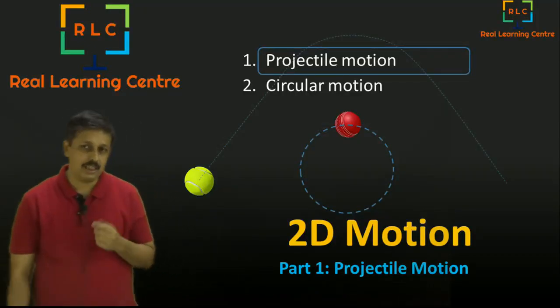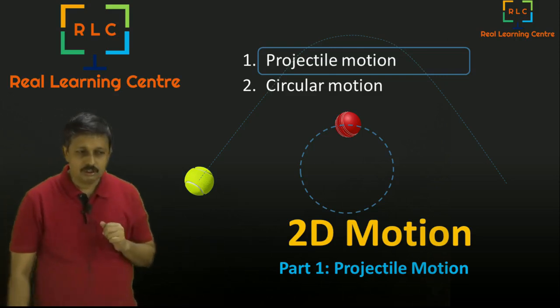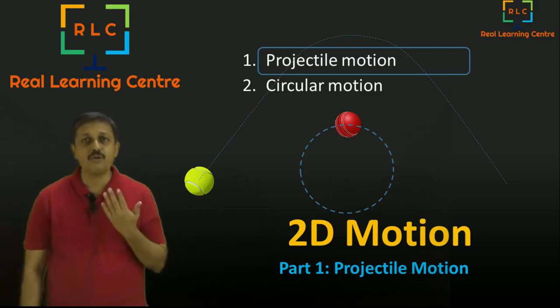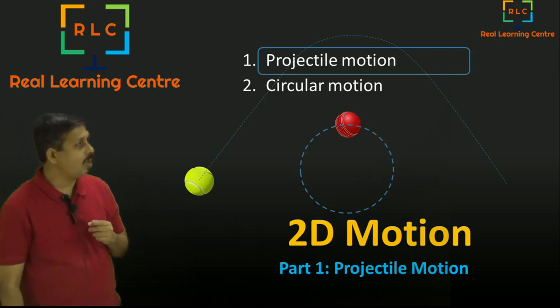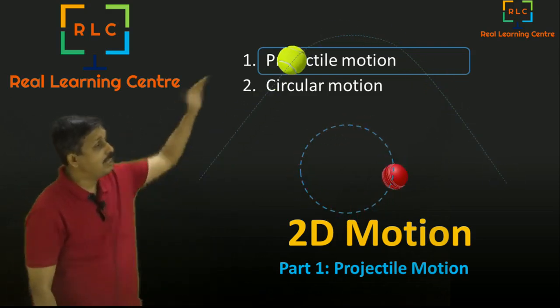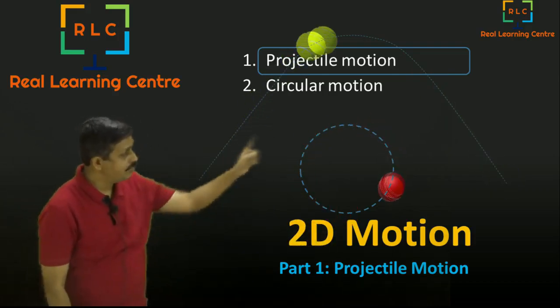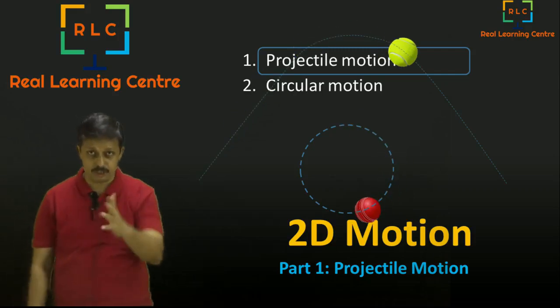Today we are going to start a new set of two videos talking about 2D motion. When I say 2D motion, I mean going in two different dimensions. We are going to talk about two kinds of 2D motion. One of them we call projectile motion, the other one we call circular motion. There are many different kinds of 2D motions possible.